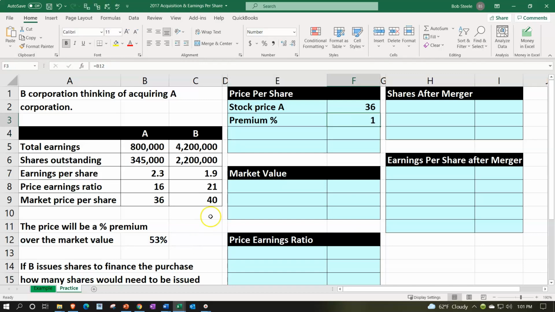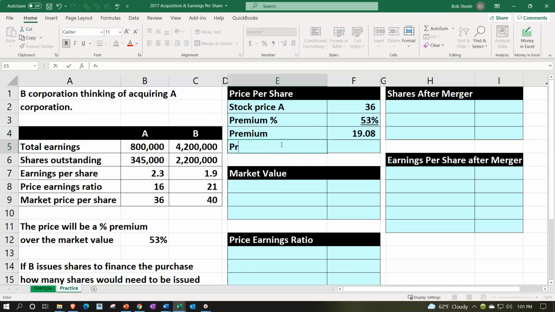53%. Let's go ahead and percentify that by going to the number group and percentify. We're going to underline it, font group, and underline. That'll give us the premium in terms of dollars. The premium will then be equal to the 36 times the 53%. Let's add a couple pennies to that. And then we get to the price per share.